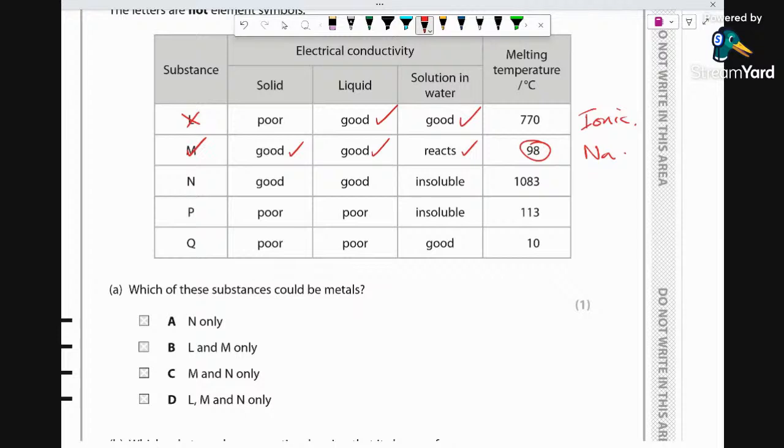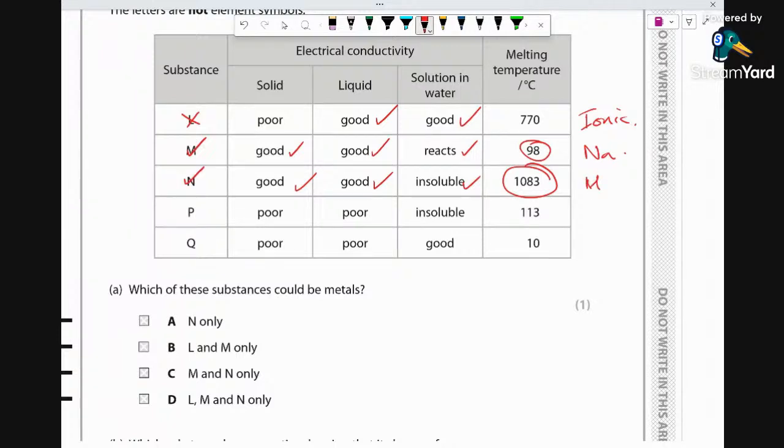So M definitely. Next, good conductor when solid, good conductor as a liquid, insoluble in water. Look at the melting point. This is going to be silver or gold. So that is also a metal. 1083 could be copper. Copper, silver, and gold are all around about the same, and I don't know the numbers off by heart, but I know that it's going to be one of those 3. But yes, this is definitely going to be a metal for sure.